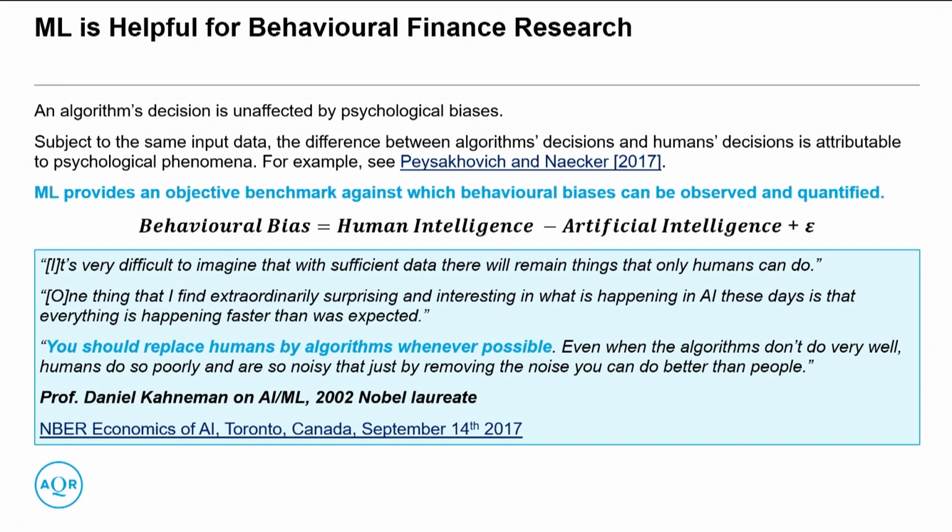I guess he had some behavioral finance or some expectations that were not fulfilled in this case. He added, "You should replace humans with algorithms whenever possible. Even when the algorithms don't do well, humans do so poorly and are so noisy that just by removing the noise, you can do better than people."